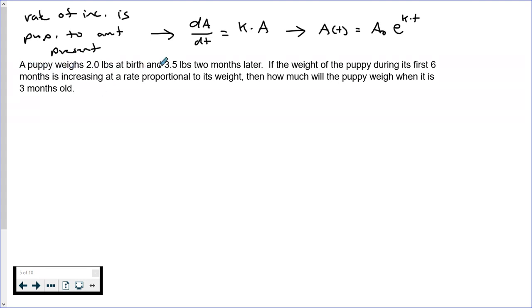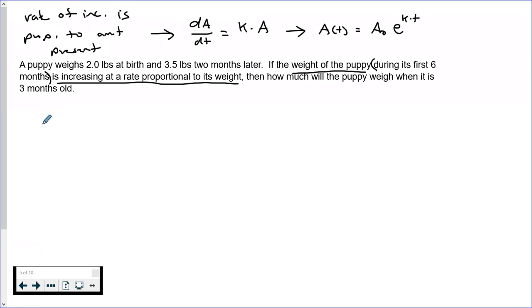It says a puppy weighs 2 pounds at birth and 3.5 pounds 2 months later. That's great to know. It says if the weight of the puppy during its first 6 months is increasing at a rate proportional to its weight, there is the key right there. During the first 6 months just means that this model is only valid for the first 6 months. But here we go: it is increasing at a rate proportional to its weight. So you have the rate of increase proportional to the amount of weight present. That lets you know, I can write a differential equation modeling this relationship.